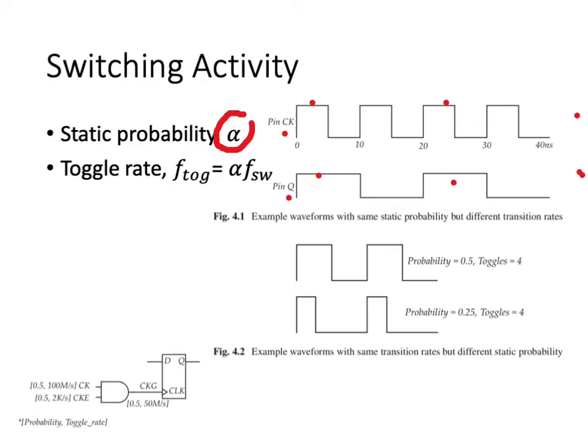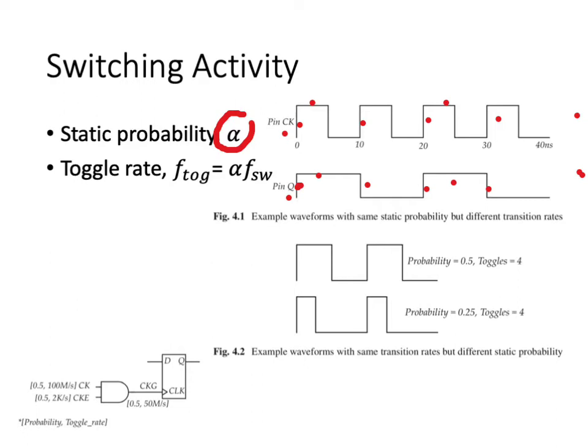As we mentioned in the previous slide, the toggle rate is the number of up and down transitions per unit time. So if we just eyeball this, there are two up transitions and two down transitions here, but there are 4 up transitions and 4 down transitions here. So the toggle rate of pin CK is twice the toggle rate of pin Q, but their static probabilities are the same.